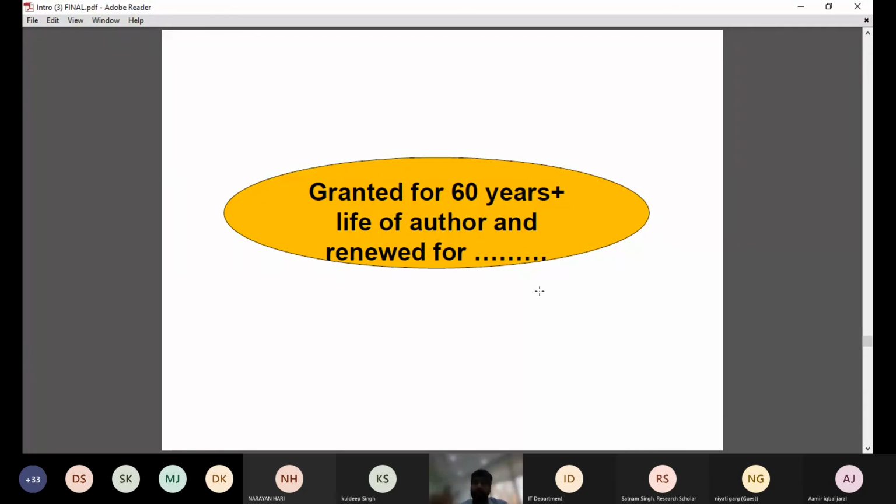I can give you a live example of Harivansh Rai Bachchan ji, right? He was a great poet. Since the day he died, now 60 years are also about to be over. So Amitabh Bachchan ji has filed a case against the Copyright Office that this timeline of 60 years should be removed and it should be kept as lifetime. Let's see who will win the case; it is still in court. But as of now, the timeline of copyright is 60 years plus life of author, and it cannot be renewed.